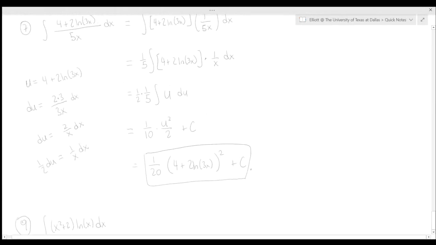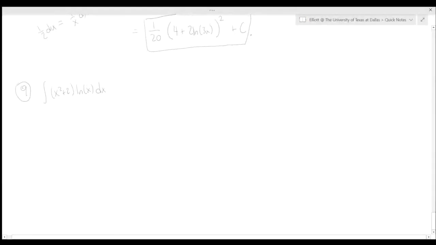Okay. So both of these integrals, number 7 and 9, have natural logs in them. But we ended up doing u sub for number 7, and we're going to end up doing integration by parts on number 9. So if you're wondering how to tell, if there's a natural log in your integral, whether you're going to do u sub or integration by parts.